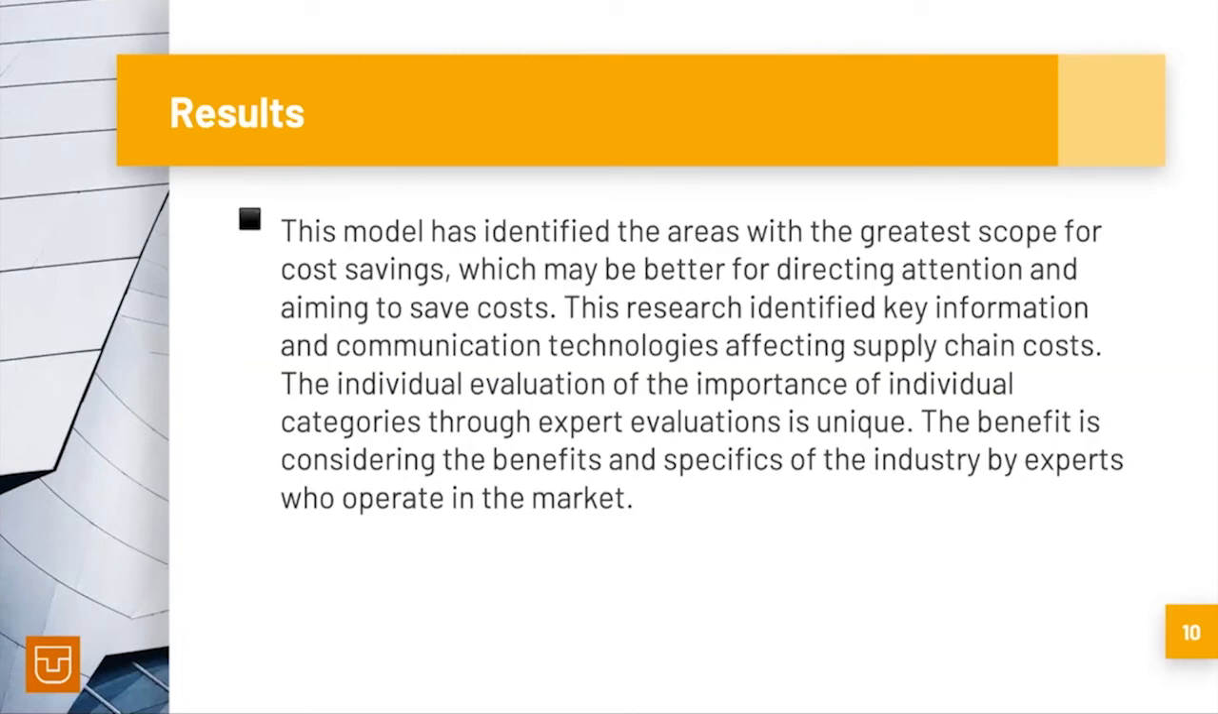This model has identified the areas with the greatest scope for cost savings, which may be better for directing attention and aiming to save costs. This research identified key information and communication technologies affecting supply chain costs, the individual evaluation of the importance of individual categories through expert evaluation is unique. The benefit is considering the benefits and specifics of the industry by experts who operate in this market, especially in construction market. The above also present the basic benefits of research for practice and the construction industry.